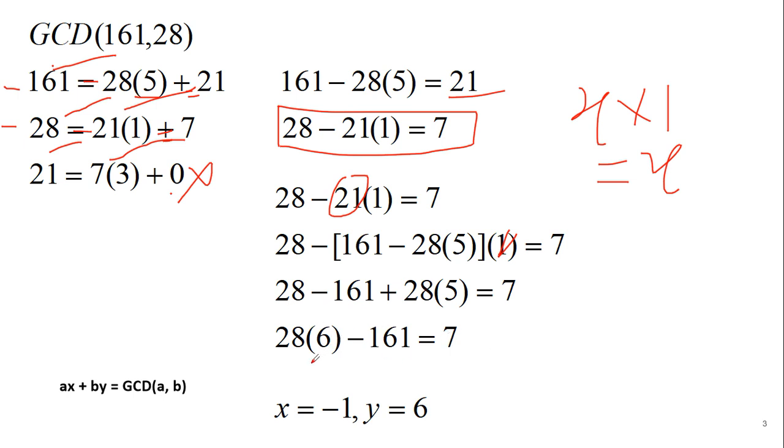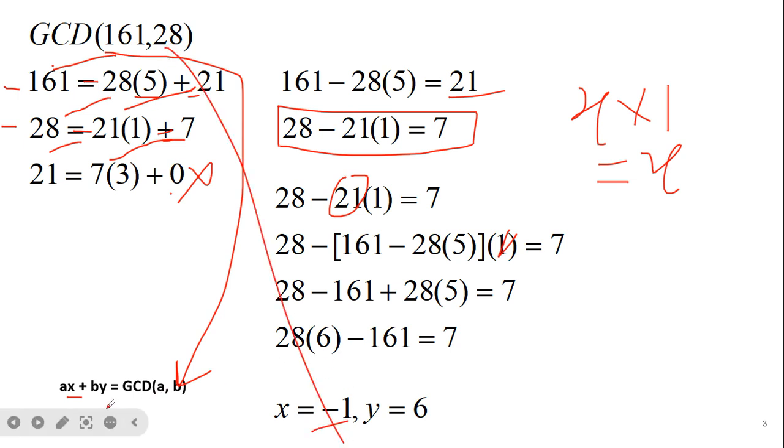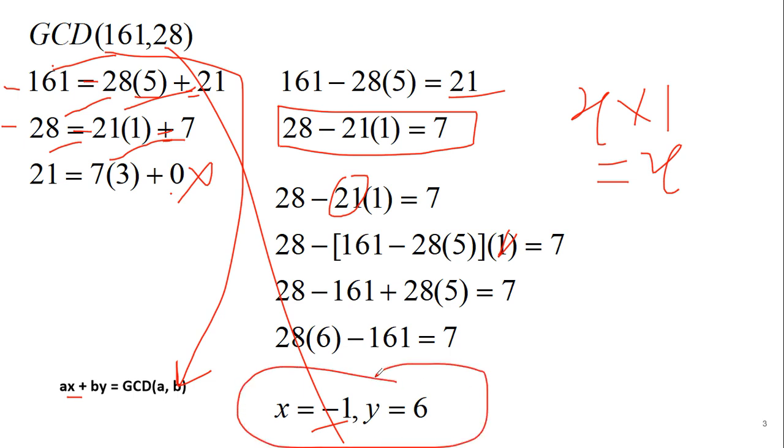So here a and b are variables. Here we are calculating the GCD of 161 and 28. They are nothing but a and b, and we calculate the coefficients, that is x and y. With respect to 161, x is minus 1, and with respect to 28 the number is 6, so our y is 6. In this way we apply the extended Euclidean algorithm to calculate the values of the coefficients.